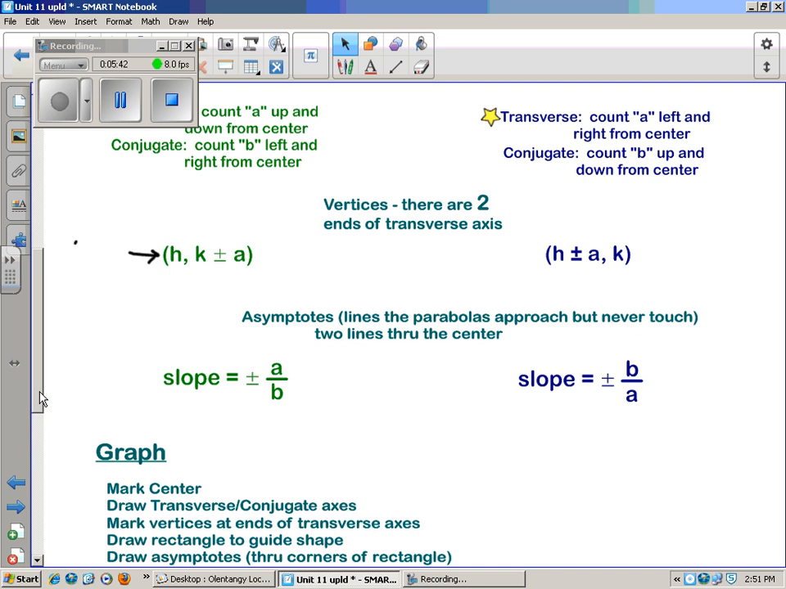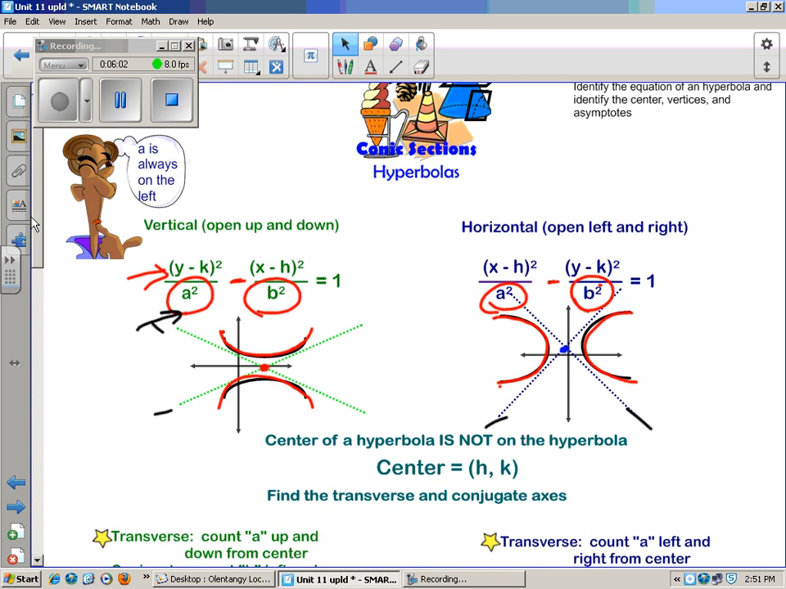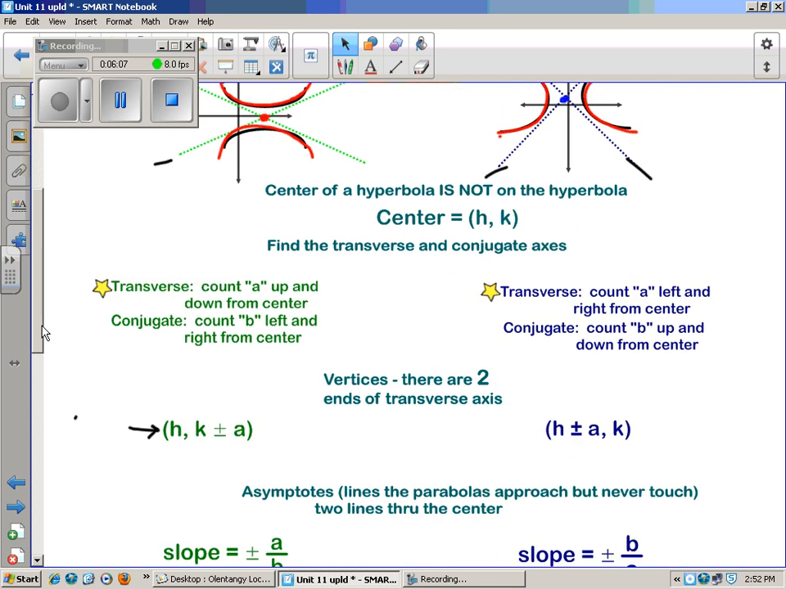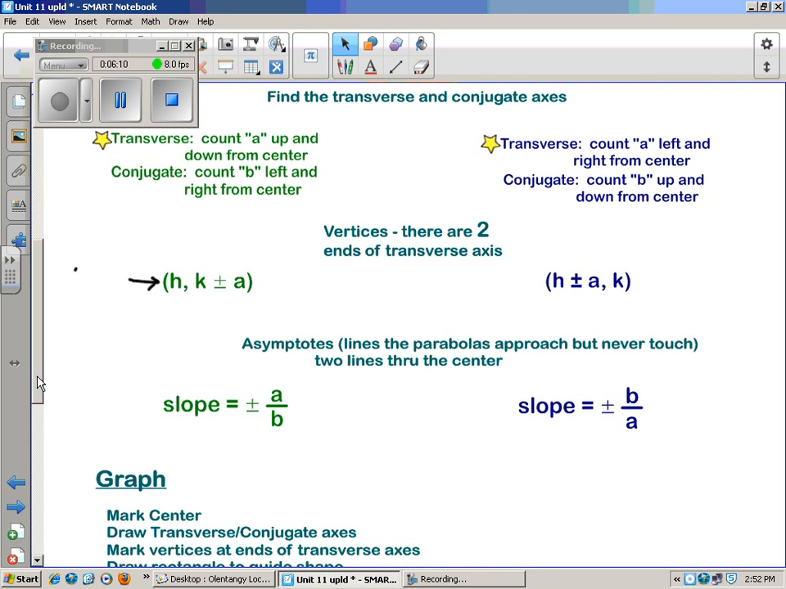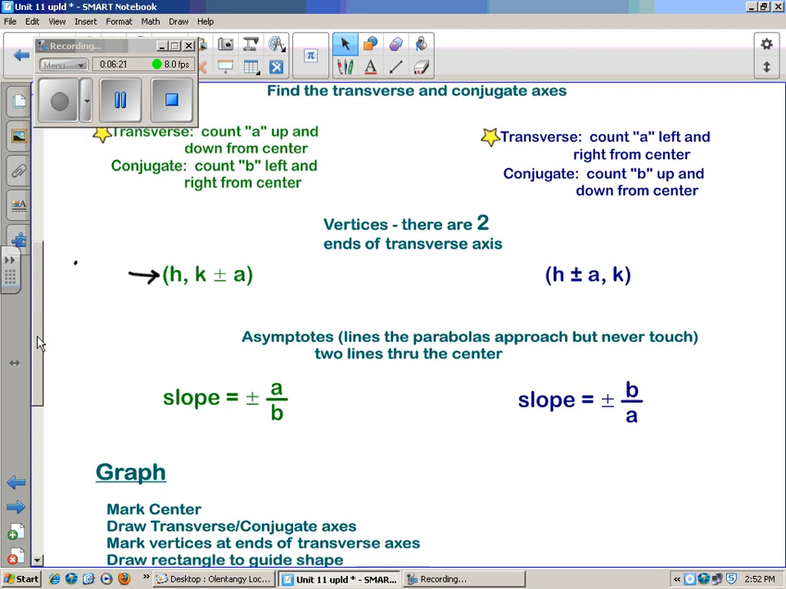Okay, now when we go to graph the asymptotes, it's going to take care of the slope for us, but it's good to know the slope of the asymptotes for a vertical hyperbola is going to be a over b, positive and negative, because they go two different ways, right? One goes down left to right, one goes up left to right, so one's positive, one's negative. But it's a over b. And for a horizontal hyperbola, it's b over a. Again, this is going to kind of work itself out. You're not going to have to actually calculate the slope. So let's practice graphing.